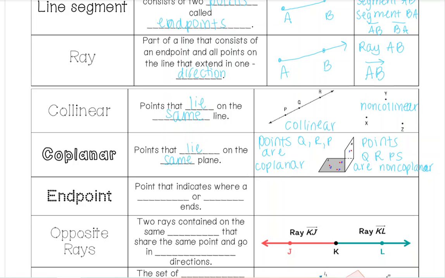And then an endpoint indicates where a segment or a ray ends. We kind of saw that above, so we could have segment AB. And remember, this is just part of a line, and both of those A and B are endpoints. We could also have ray AB, where we have an endpoint at point A, and then B is just continuing on. So A there would be your endpoint.